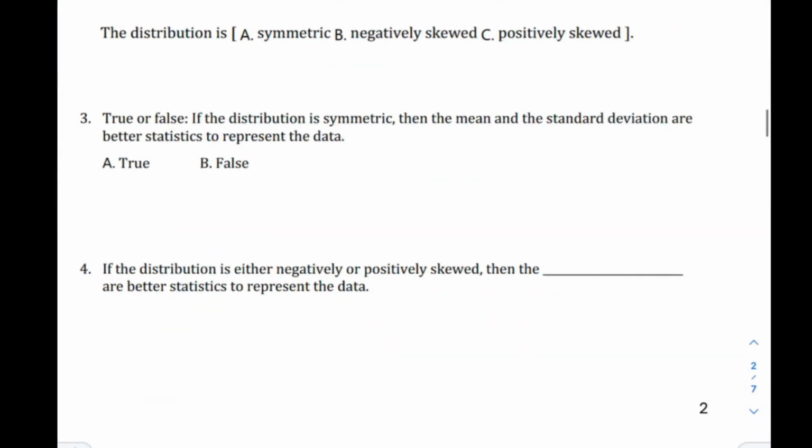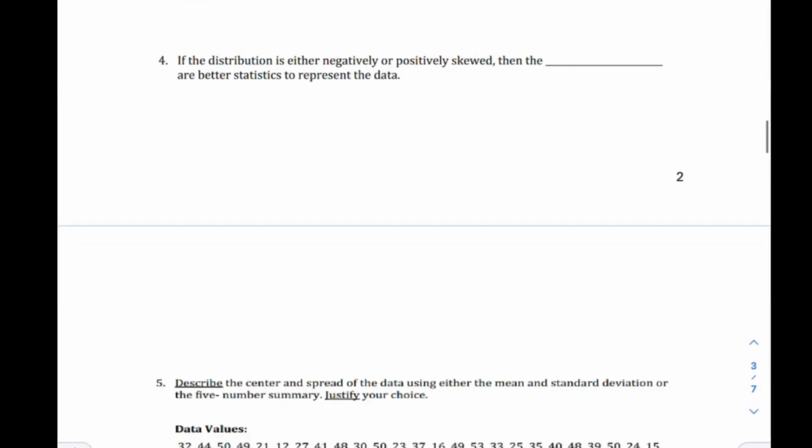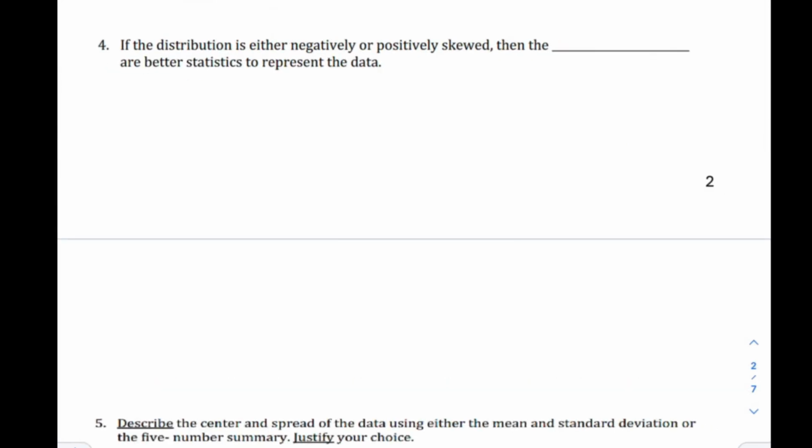Now, true or false? If the distribution is symmetric, meaning the right-hand side is almost equal to the left-hand side, then the mean and standard deviation are better statistics to represent the data. Yes, we agreed on that. Sorry, if the distribution is either negatively or positively skewed, then what is the better measure? We say that the five-number summary will be the better measure.